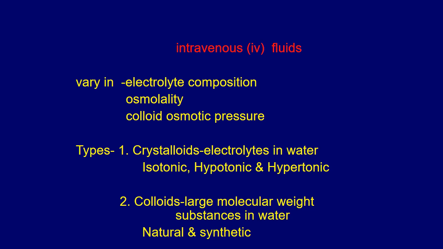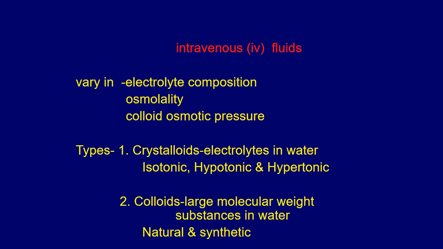Okay, now we will look at different intravenous fluids or IV fluids. There are many types of IV fluids. They vary in electrolyte composition, osmolality, and colloid osmotic pressure. All of these IV fluids can be divided broadly into two categories: crystalloid IV fluids and colloid IV fluids. So what are crystalloids?